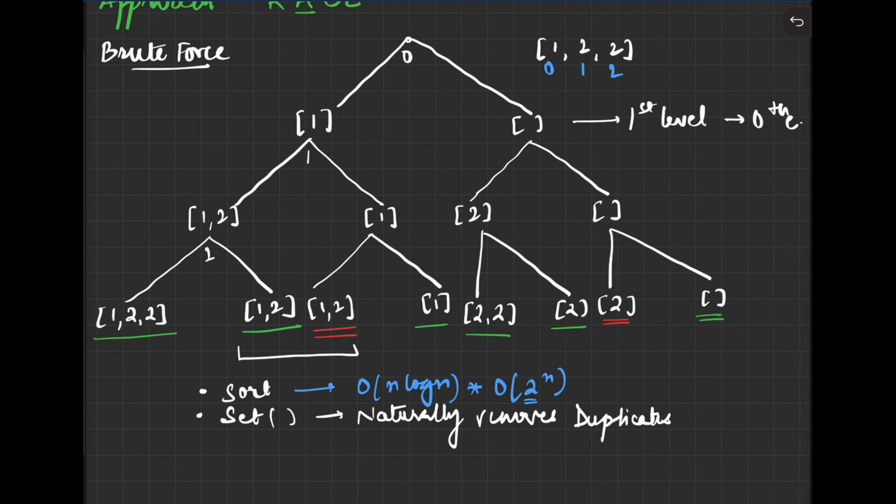So if the array is size 3, so if n is 3, then you will get 2 to the power 3 elements, which is 8. You can check that here. These leaves, we have 8 leaves here.